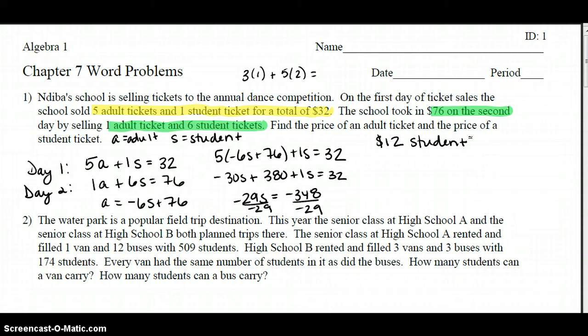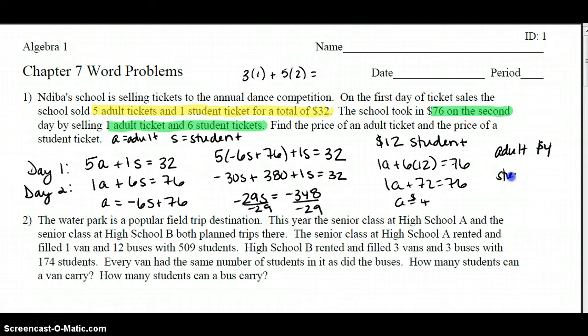All right, so let's find how much it would cost for an adult ticket. So let's do 1A plus 6 times 12 equals 76. 1A plus 72 equals 76. A equals $4. Okay. So an adult ticket cost $4. A student ticket cost $12. Okay. Usually in real life, it's better to be a student because it costs less, but not for this dance competition. It costs more to show up as a student.